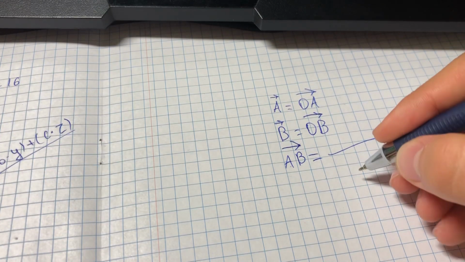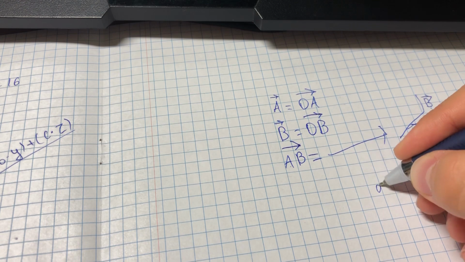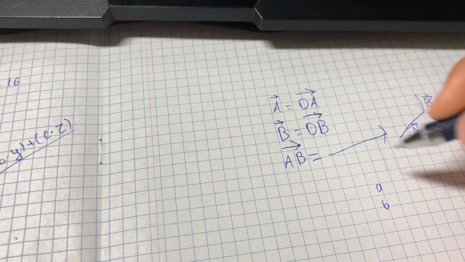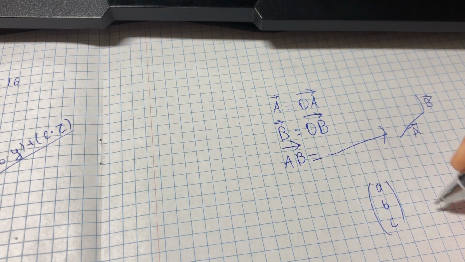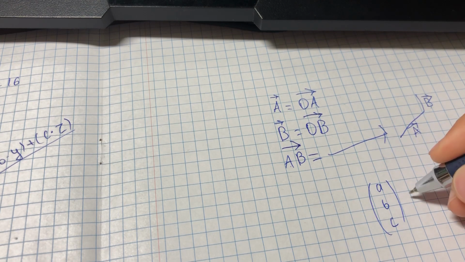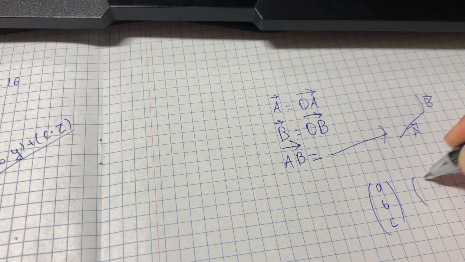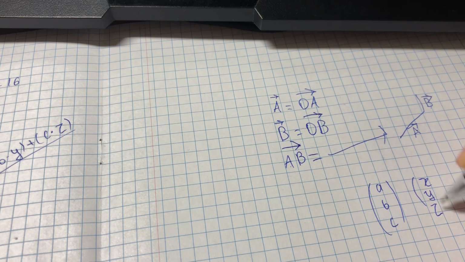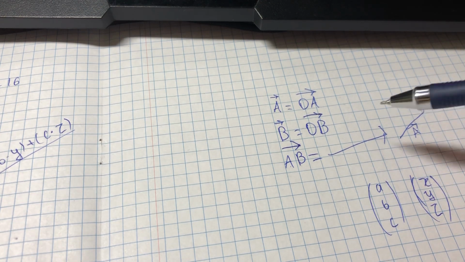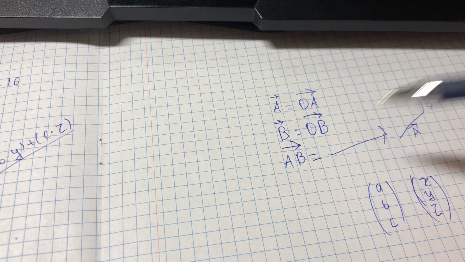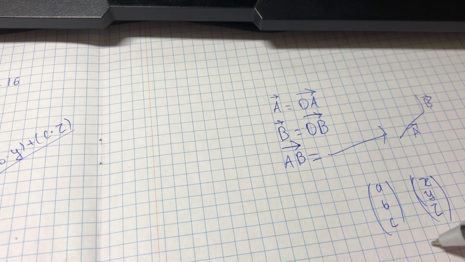To find this, again the same thing. For example, if vector A is a, b, c and vector B is x, y, z, you always, guys, remember, you always subtract from B. So if it's B, you take x, y, z minus a, b, and c. So it's just x minus a, y minus b, and z minus c.